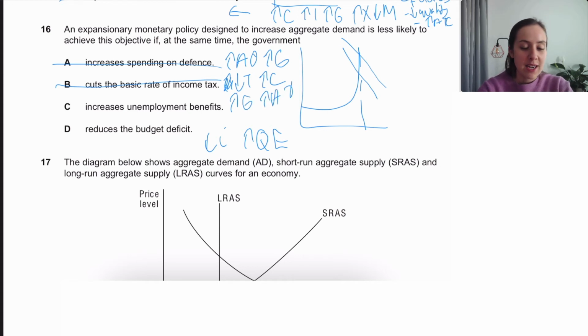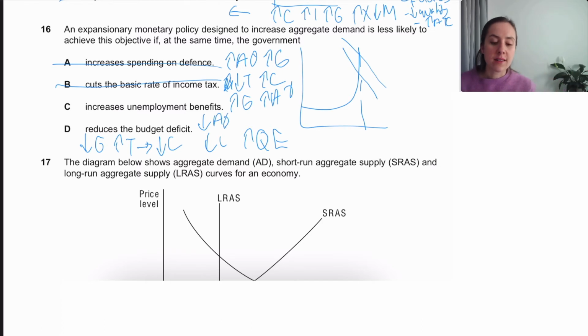Reduces the budget deficit. Yeah, this is the one. So you will have less G or more T. Both of these will reduce consumption, less T, and you will get a decrease in AD. So that's going to kind of negate the effects of the Bank of England doing monetary policy.